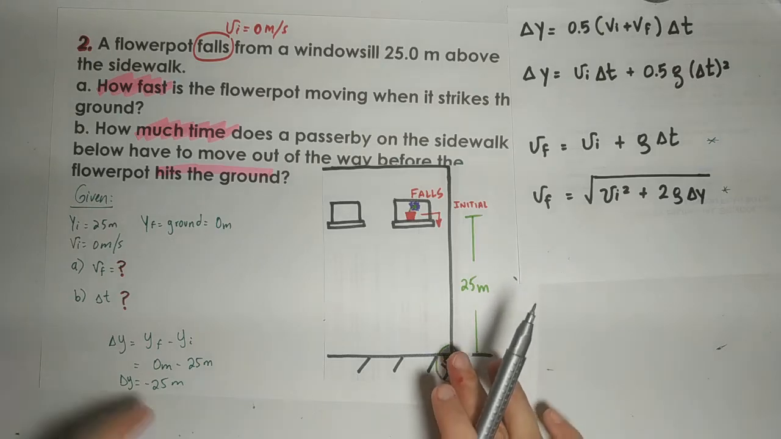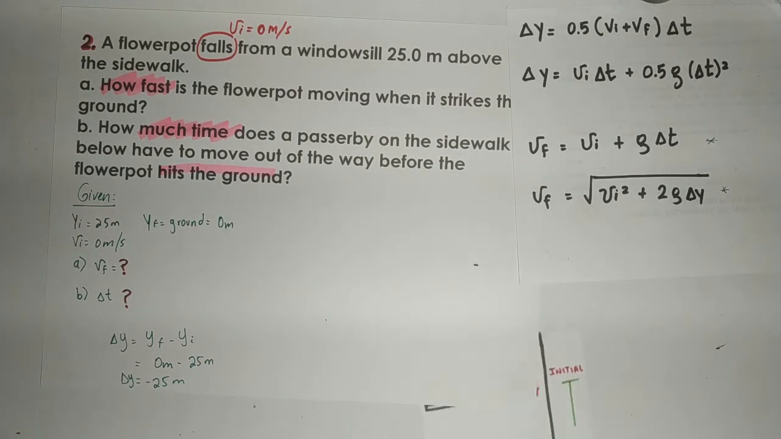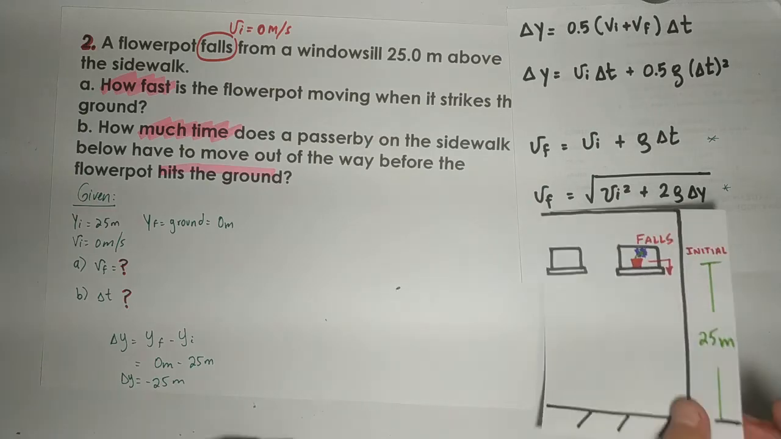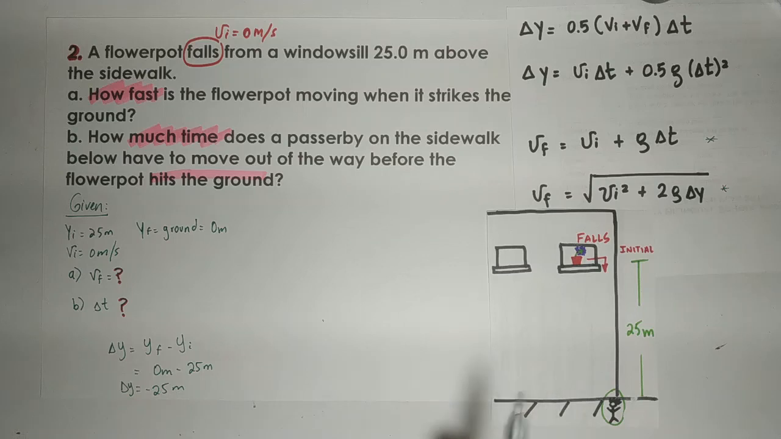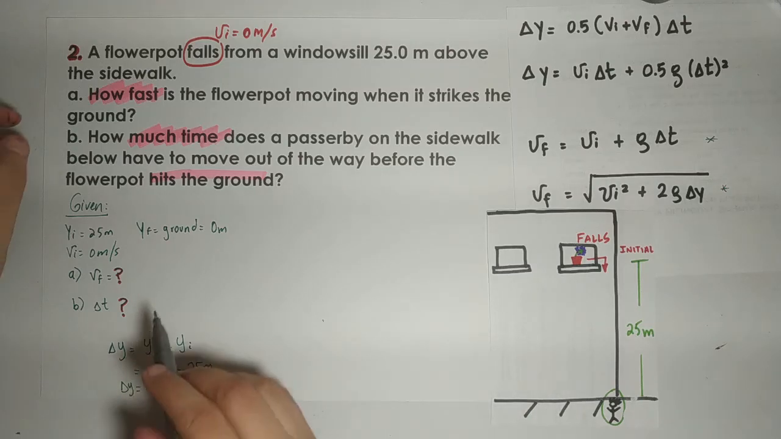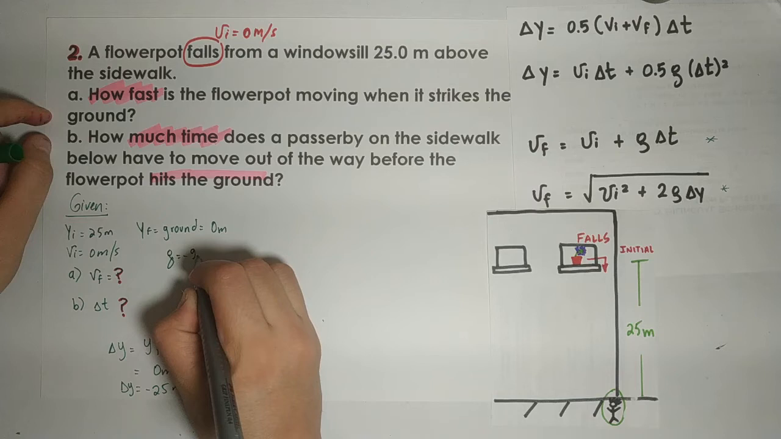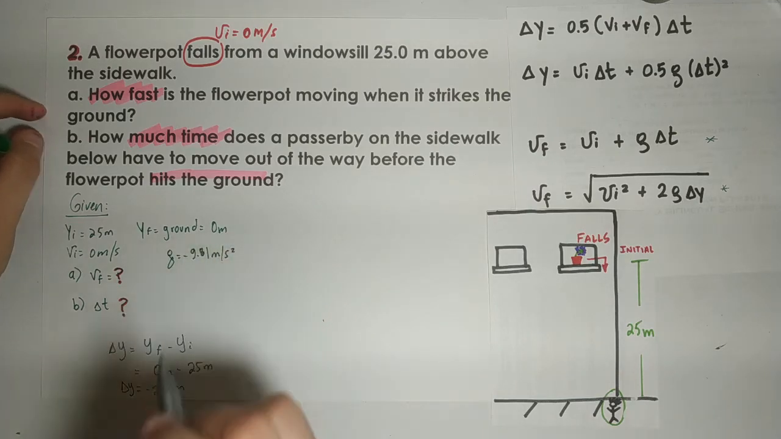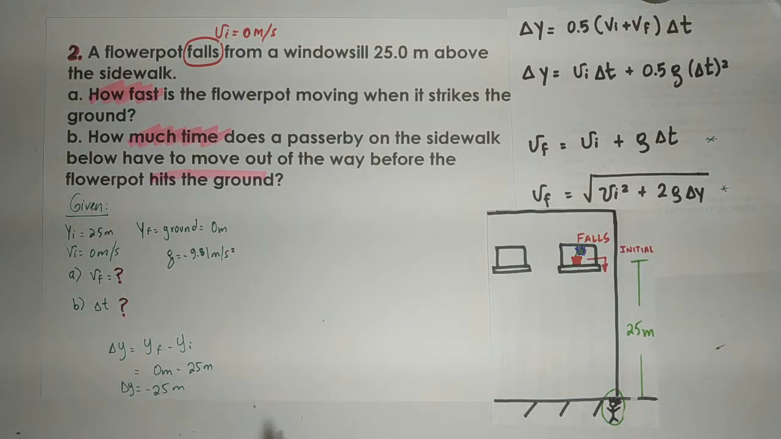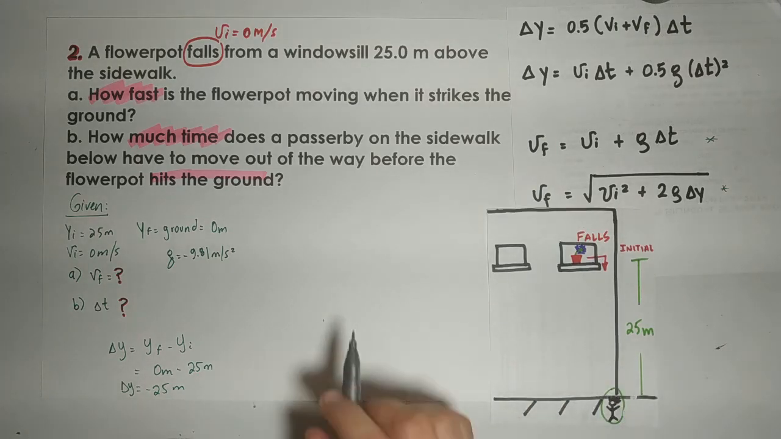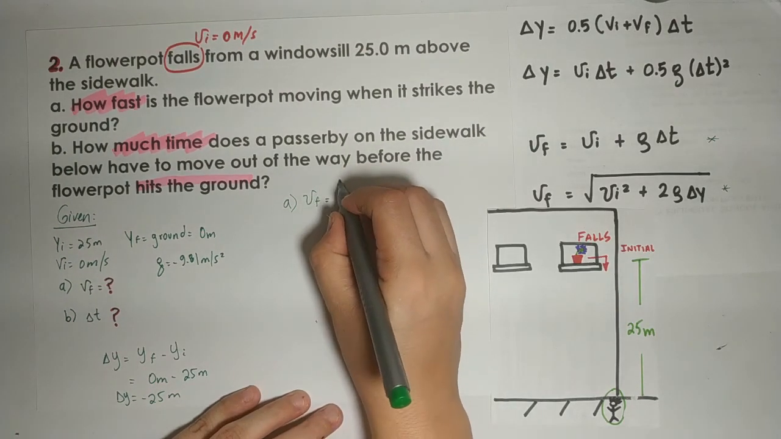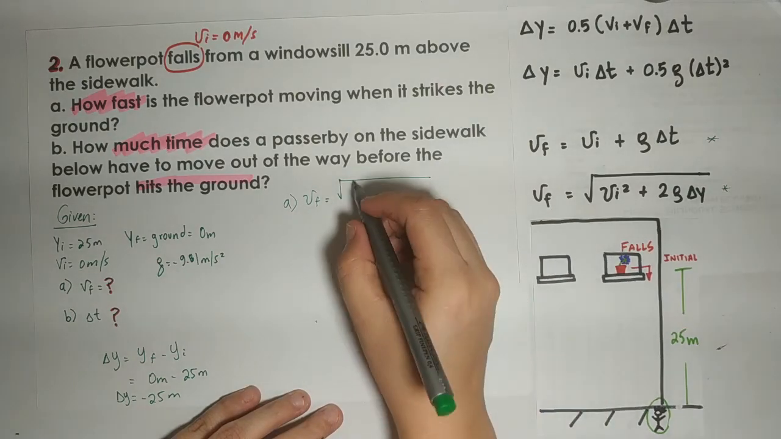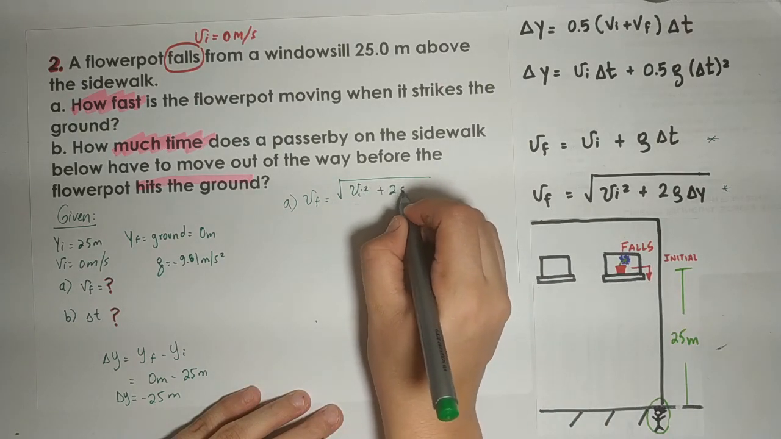That means my final position of the flower pot is below the initial, so it's going to be negative. Now, I'm looking for final velocity and time, but there's always an implicit given in this type of problem, which is the free fall acceleration. As we're talking about a building and a flower pot, we're talking about Earth. So gravity on Earth is negative 9.81 meters per second squared. Now let's do this problem. I want to know how fast it was going at the end, when it hits the ground. So in my first part, I will find the final velocity using the well-known equation: final velocity squared equals initial velocity squared plus 2 gravity delta y.